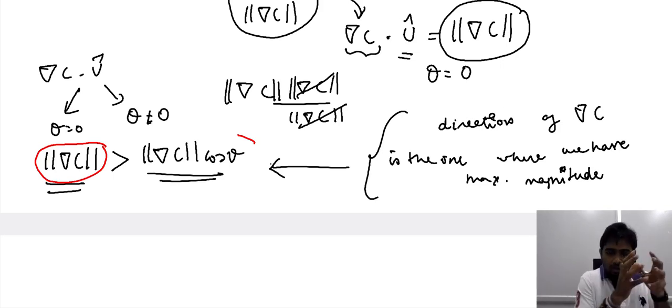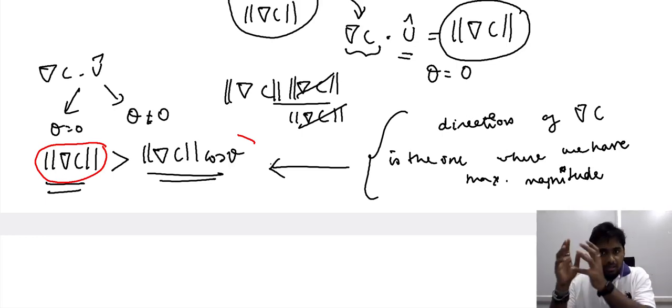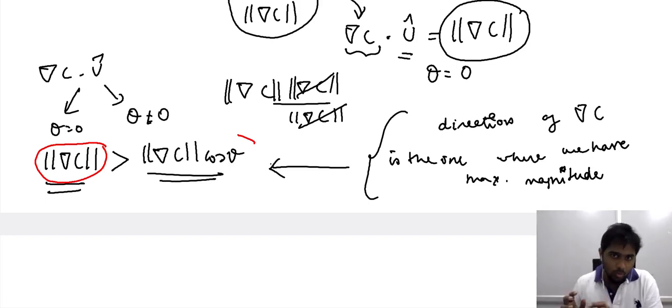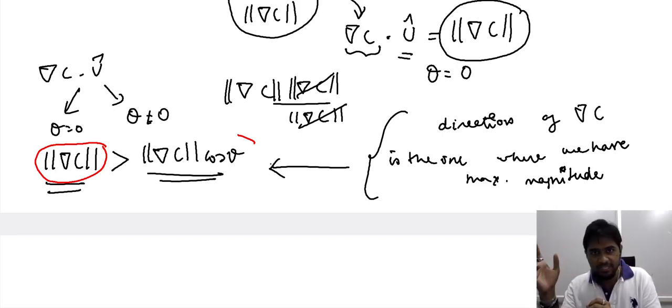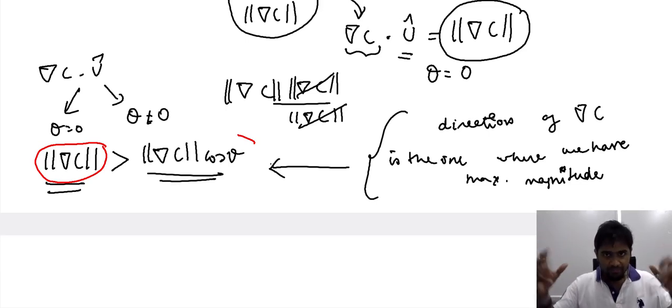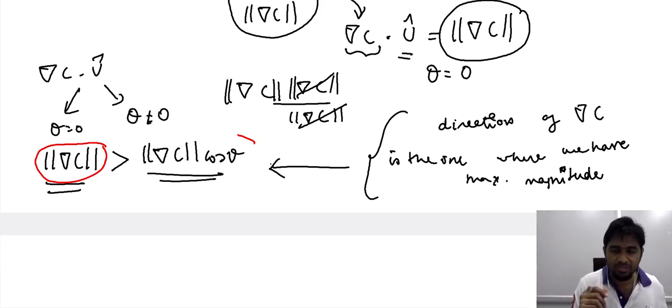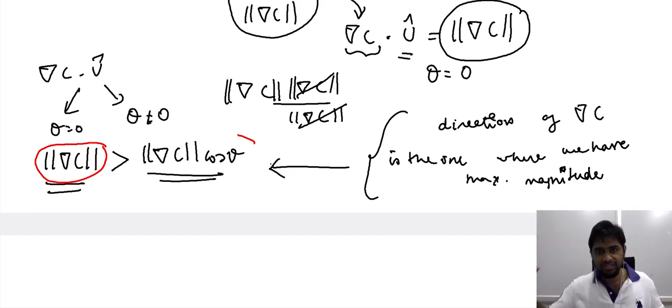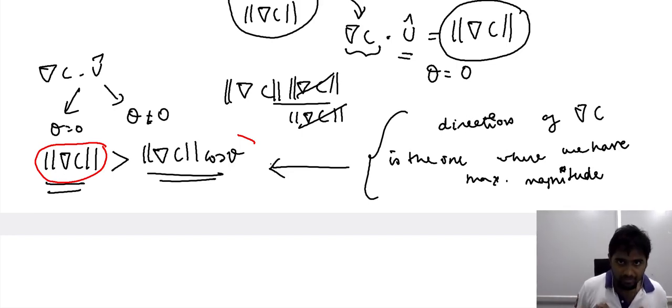So you have the partial derivative of concentration with respect to x, one of the spatial coordinates, related to the i vector, the partial derivative of c with respect to y related to j, and the partial derivative of c with respect to z related to the k vector. So ultimately you have a gradient of concentration that is a vector. Now we want to find the direction of this gradient, and to find that we introduce another unit vector.